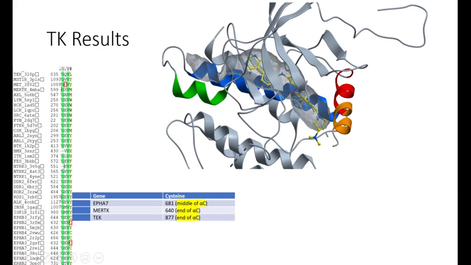There are 3 genes that have reactive cysteines located within the C helix. One gene has a cysteine located in the middle of the helix, and 2 genes have cysteines near the end of the helix. It appears that these residues are mostly non-conserved where they are found.